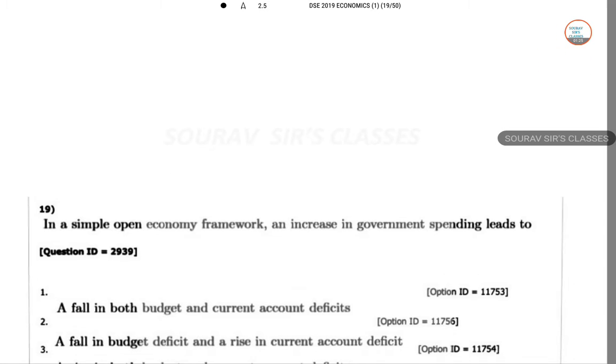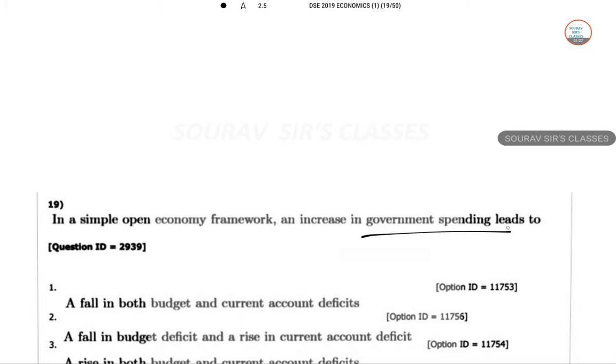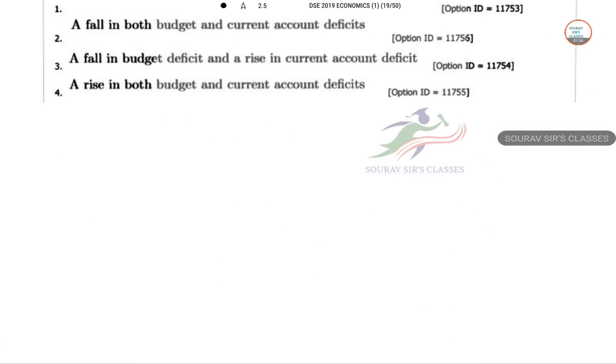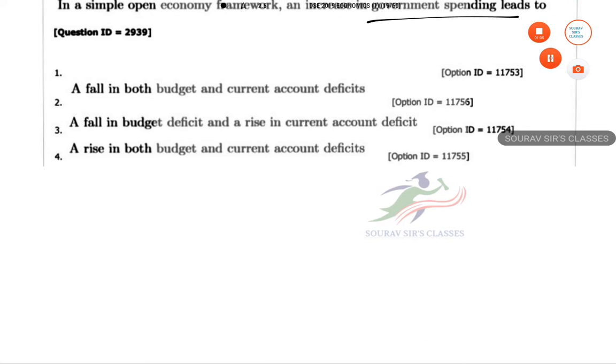Now, a simple open economy framework and an increase in government spending. If G increases, what will happen? If G increases, then there will be deficit enhancement both in the current account and the budget account, and the country's ability to help the poor people and its countrymen will go down.